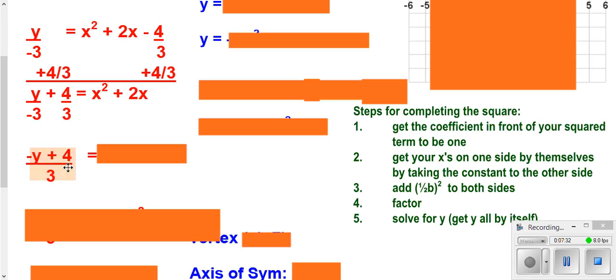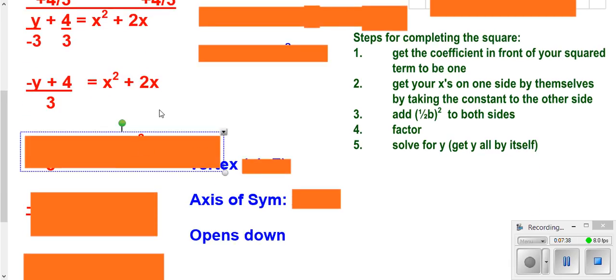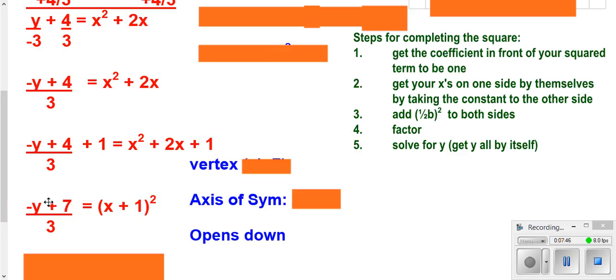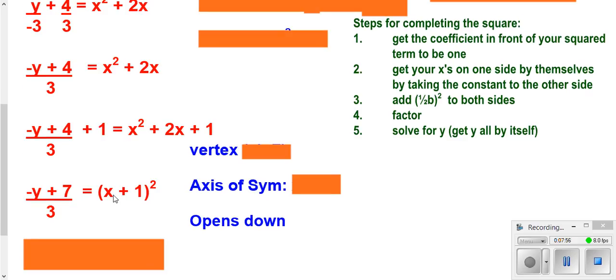Now on the left side, I'm going to just write it as one big fraction. The right side, we can go ahead and complete the square. So we'd have to take half the 2 and square it. So we'd be adding 1 to both sides. So the right side, we get this. The left side, we get a plus 7 here, because remember, we're over 3. 1 is 3 over 3. So 3 over 3 onto this 4 over 3 is where the 7 comes from.